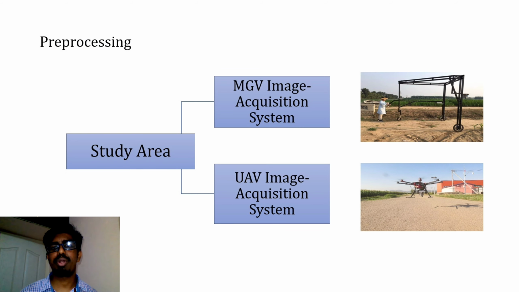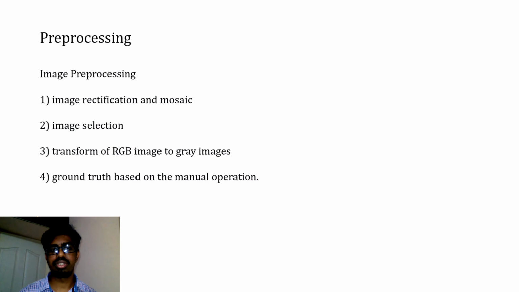Study area and image processing are the two steps under pre-processing. Study area. For the study area, a field was planted with maize plants. MGV image acquisition system and UAV image acquisition system. These are the land moving and aerial moving vehicles used to capture RGB images and to save them. Image pre-processing, image rectification and mosaic. The MGV images were first rectified by Photoshop to eliminate the slanting shooting.